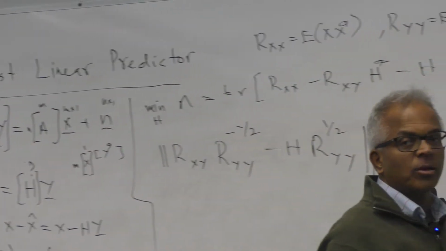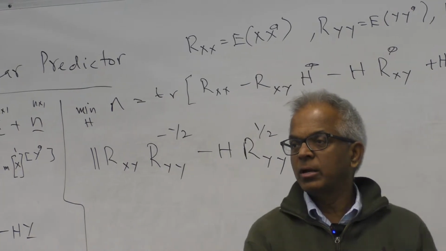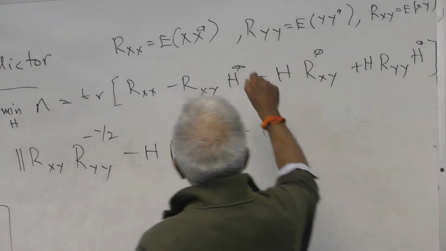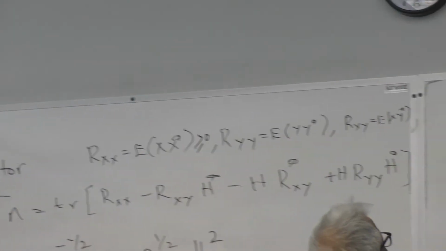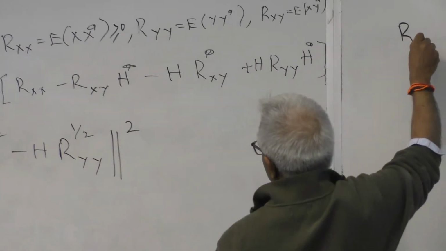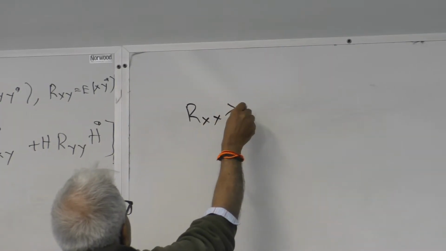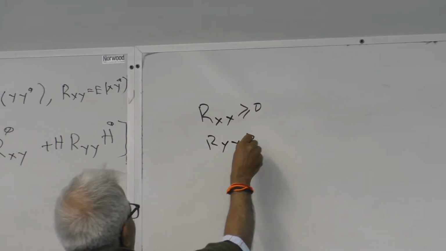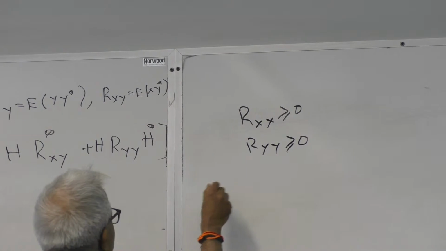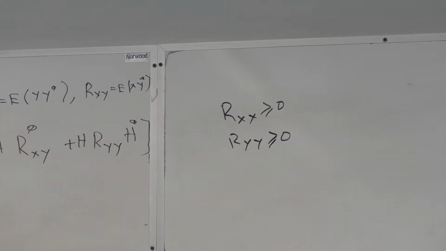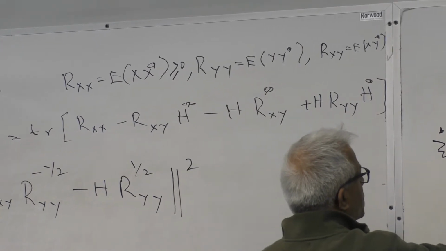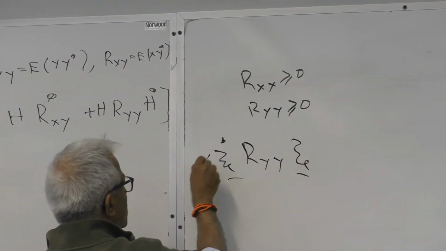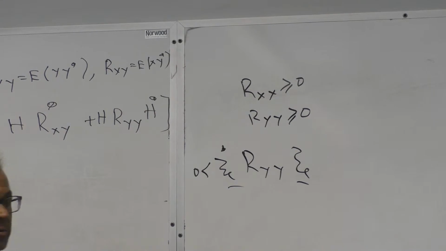Anybody knows what I mean by A, a matrix, to the power half? Anyone? See, look at this. These are positive definite matrices, non-negative definite. So RXX is non-negative definite, RYY is non-negative definite. Why is that? Because you know the definition of non-negative definite. If you take any arbitrary vector psi and multiply by RYY, it should be what? Positive. That's what the non-negativity is.